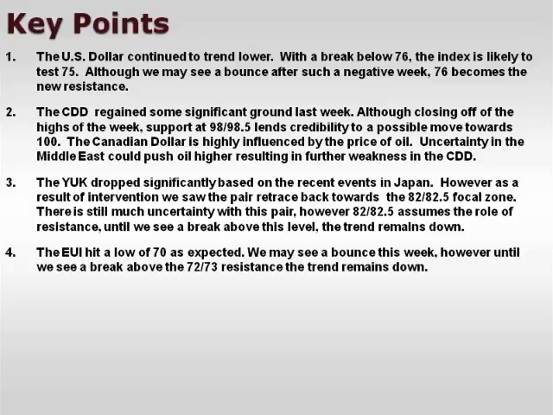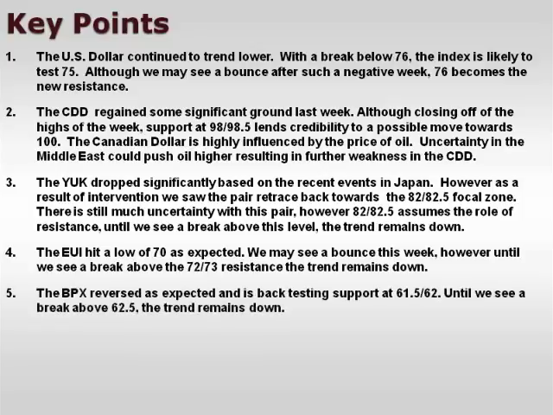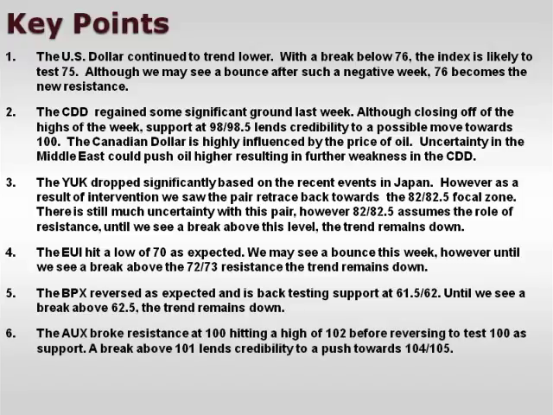The EUI hit a low of 70 as expected. We may see a bounce this week. However, until we see a break above the 72-73 resistance, the trend remains down. The BPX reversed as expected and is back testing support at 61.5, 62. Until we see a break above 62.5, the trend remains down. The AUX broke resistance at 100, hitting a high of 102 before reversing to test 100 as support. A break above 101 lends credibility to a push towards 104, 105.